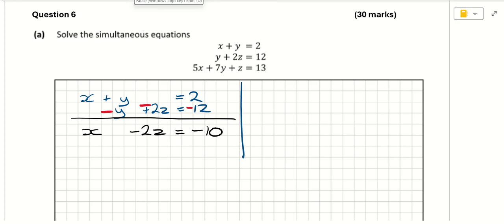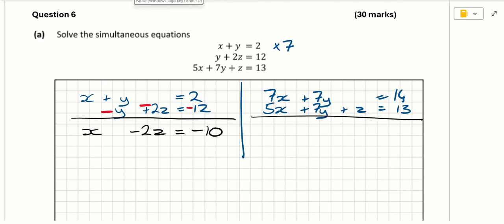So remember, you need to do this twice. So we've got rid of y, we need to get rid of y again. Now, that's a 7y, so let's times the first one by 7. You'll get 7x plus 7y plus no z is equal to 14. And you'll get 5x plus 7y plus z equals 13. Again, we're going to minus off the bottom. So we'll change the signs because the signs are the same. And you are going to get 2x, these are gone, so minus z equals 1.